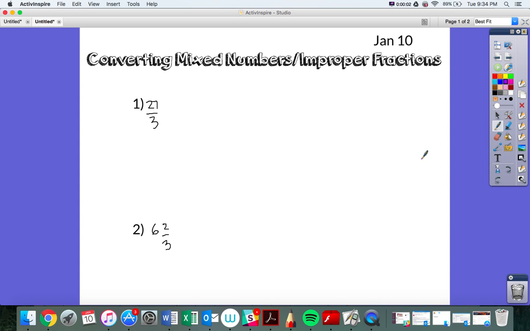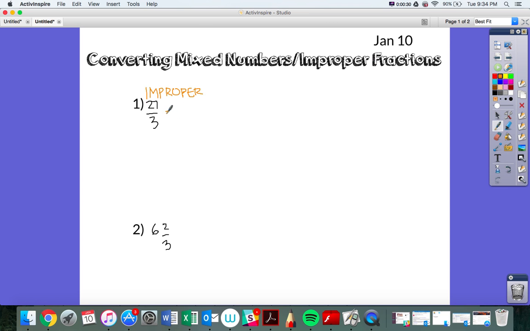The lesson is to help scholars convert mixed numbers to improper fractions and improper fractions to mixed numbers. So we have a couple of examples of each. This first one is 27 over 3, which I know is an improper fraction because the larger number is on top.